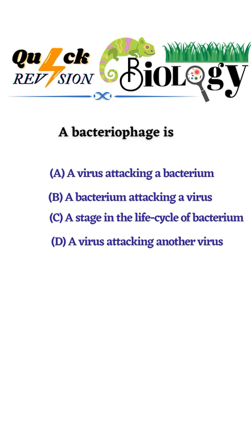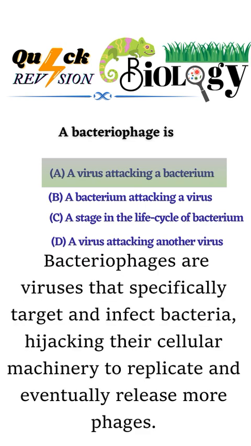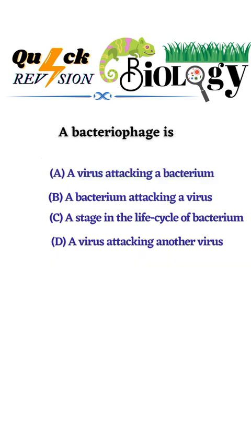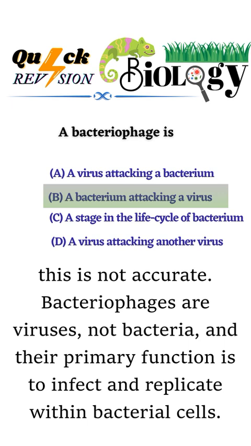Let's delve into the options to discover the correct answer. Option A suggests that a bacteriophage is a virus attacking a bacterium. This is indeed the correct answer. Bacteriophages are viruses that specifically target and infect bacteria, hijacking their cellular machinery to replicate and eventually release more phages. Now, let's consider option B, which proposes that a bacteriophage is a bacterium attacking a virus. However, this is not accurate. Bacteriophages are viruses, not bacteria, and their primary function is to infect and replicate within bacterial cells.